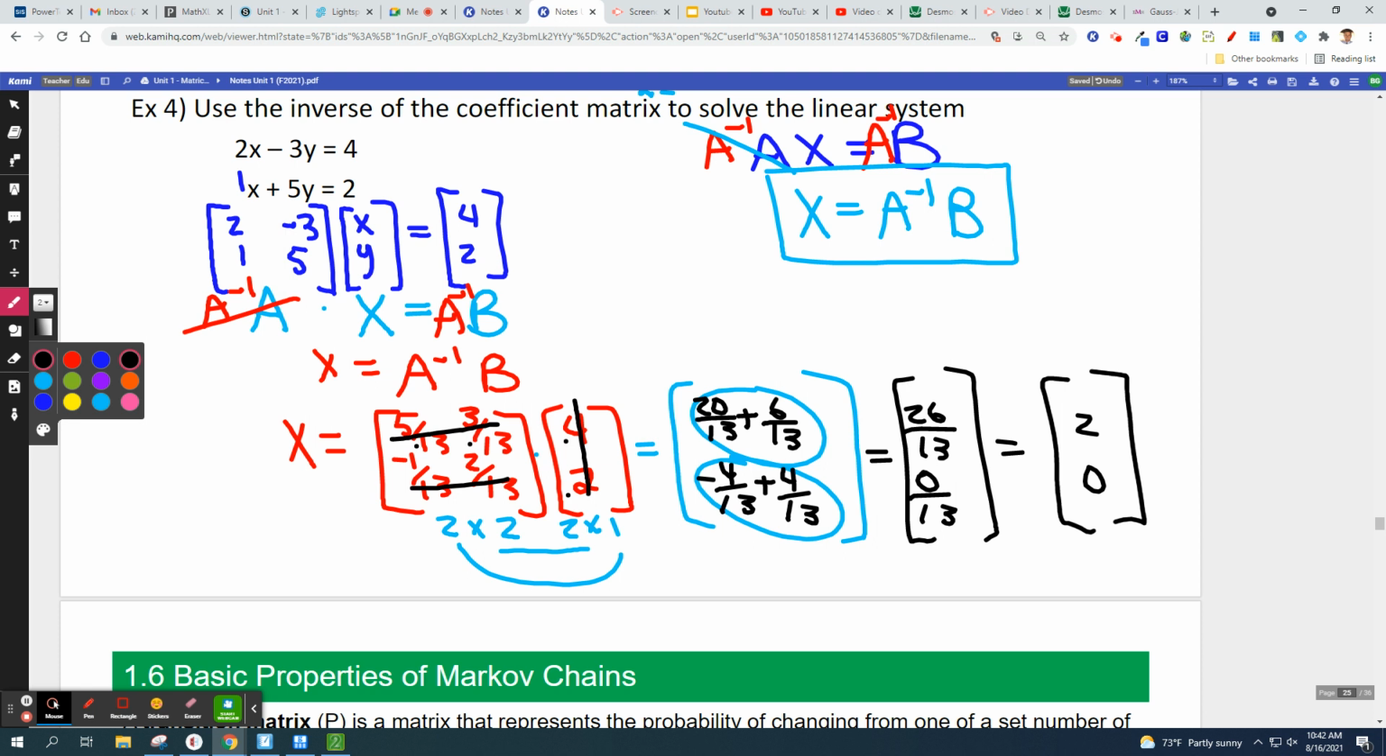Okay? So at the end of all that, I got my X matrix. My X matrix just tells me what X and Y are. This is X and this is Y. So X equals 2, Y equals 0.